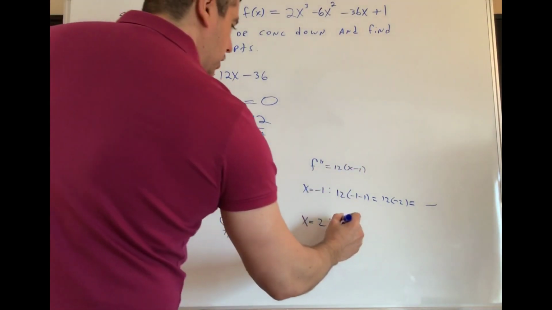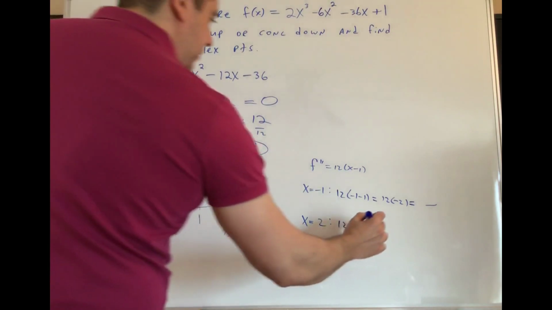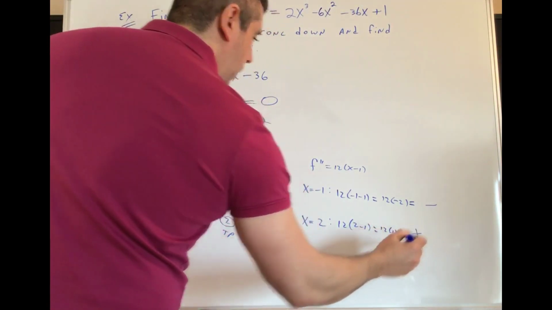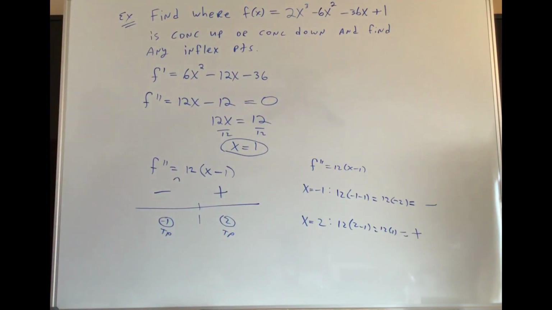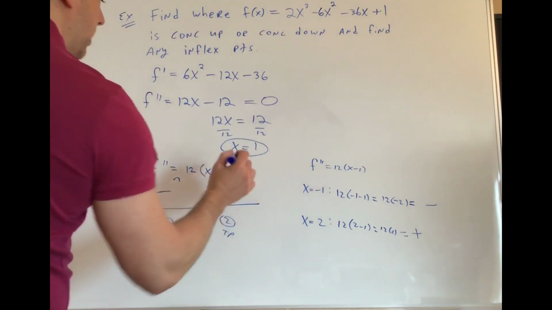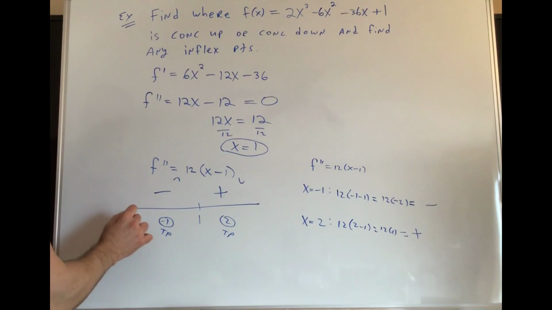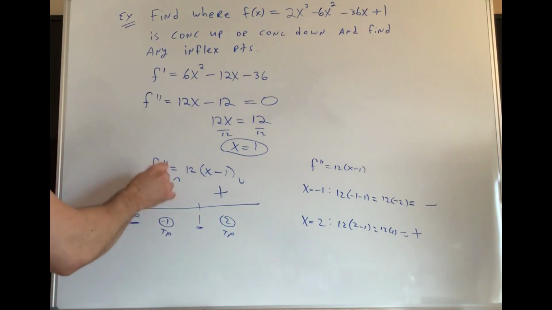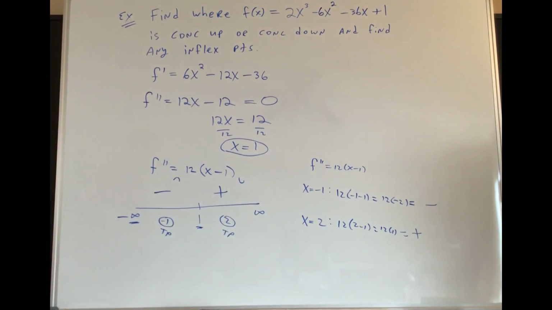When I plug in 2 for x, well, 2 minus 1 is 1. Do I care that it's 12? I don't care it's 12. I care that it's positive. Remember, you don't care about the number, you care about the sign. So I know that from -infinity up to 1, the graph is concave down, and from 1 to infinity, the graph is concave up.